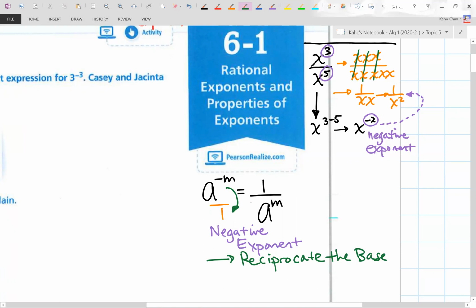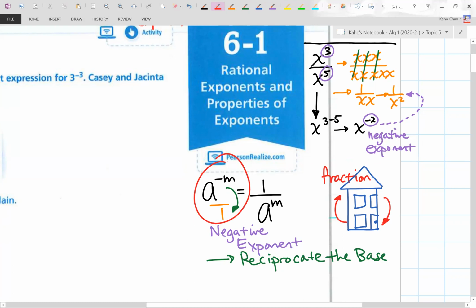Think of a 2-story house like a fraction. Think of a negative exponent that's upstairs, goes downstairs. If it's downstairs, you go upstairs in this fraction. I created a fraction there, a to the negative m, and put it over 1 and made it a 2-story house.